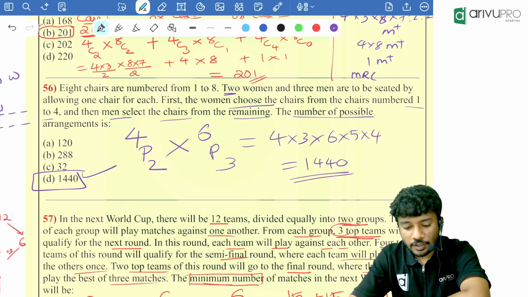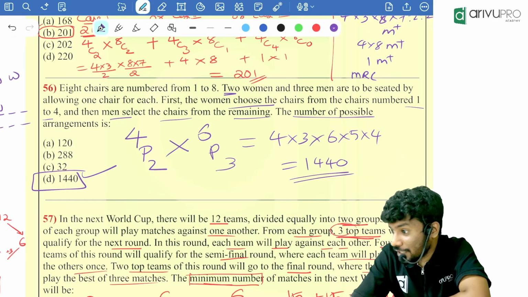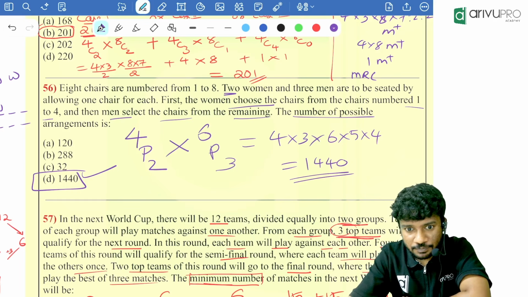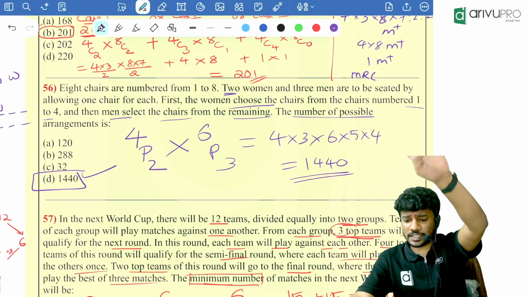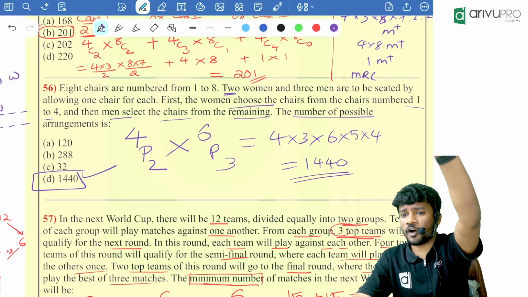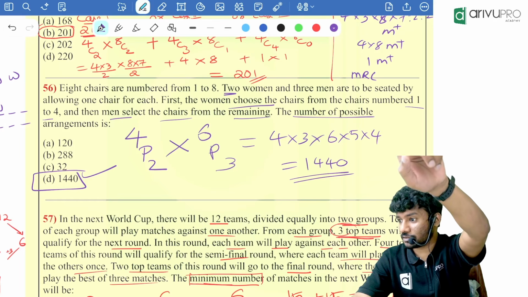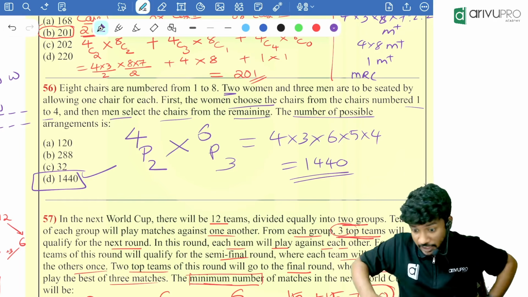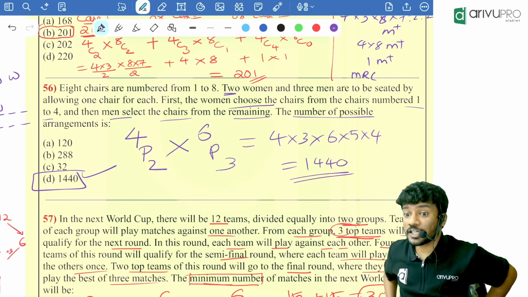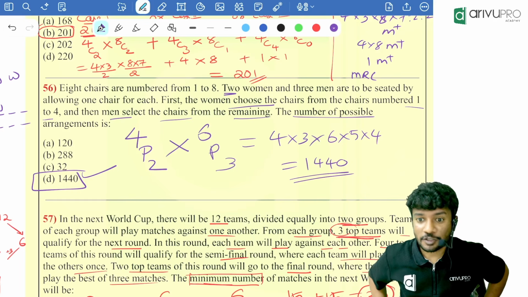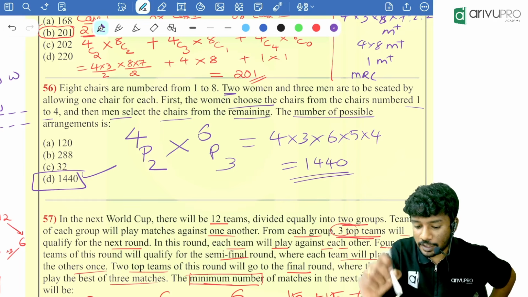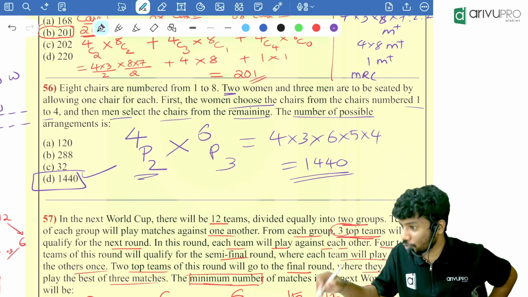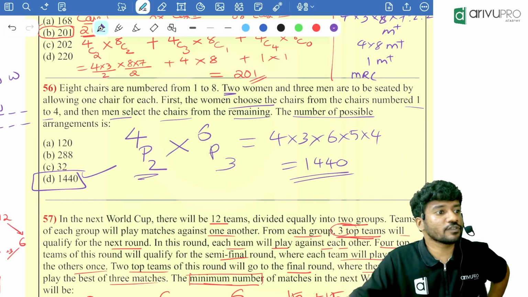Okay. Now, this is the shortcut way of solving it. We are just talking about the arrangement. If you are talking about the selection, people, 4 chairs are there, 2 women are there. How many ways they can select? They can select in 4c2 ways. Then, after selecting, will they just look at the chairs and stand there? No, they need to sit. How many ways they can sit? 2 factorial. So 4c2 into 2 factorial is how much? It is 4p2 only, right?